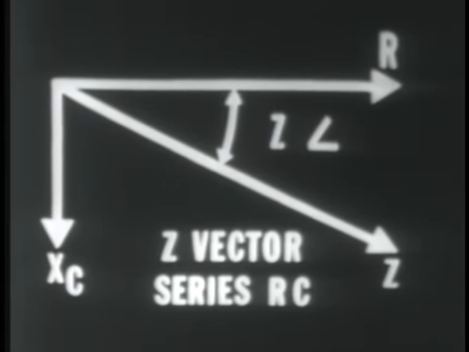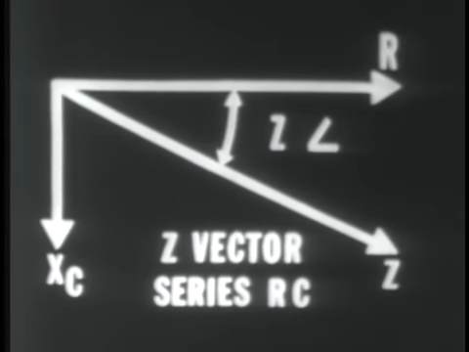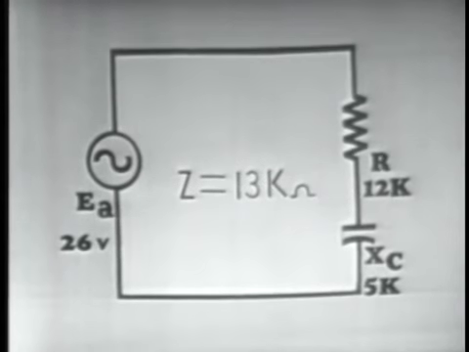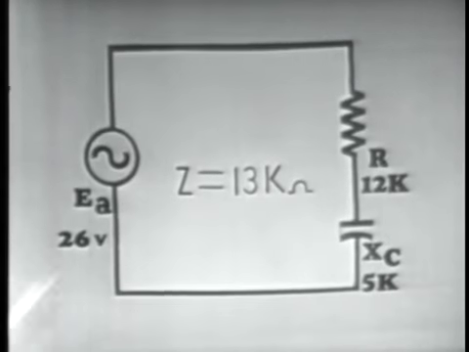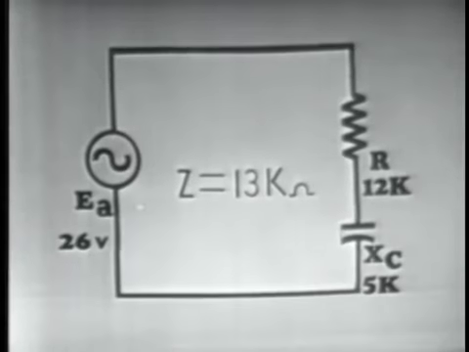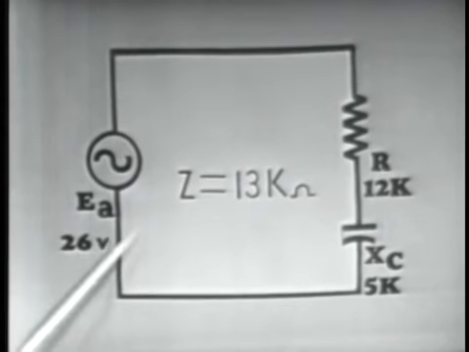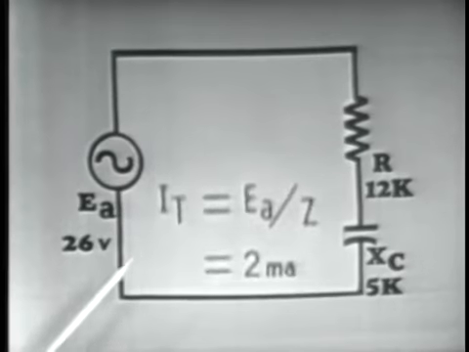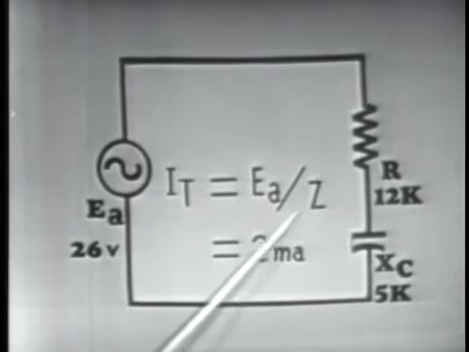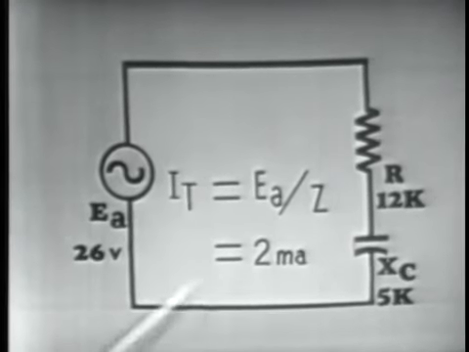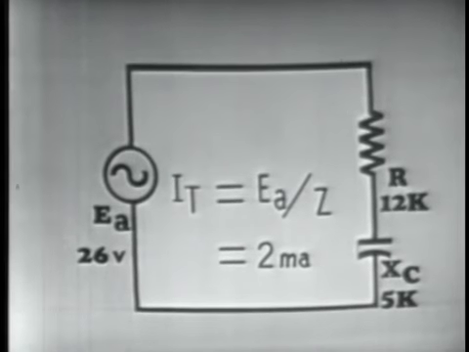Of course, if the value of R or the value of X sub C were changed, the impedance angle would change, and of course the magnitude of the impedance vector would change as well. All right, using this information then, we have determined Z to be equal to 13 k ohms graphically. This is the total opposition of our circuit. We can determine the current flow in our circuit simply by taking this impedance, 13 k ohms, and dividing it into the voltage. 13 k ohms divided into 26 volts would give us a current of 2 milliamperes flowing in our circuit.